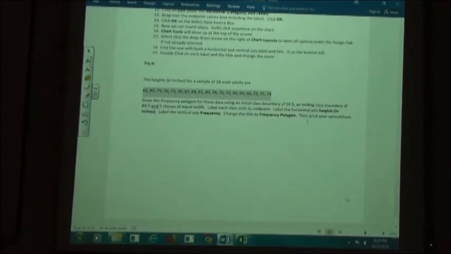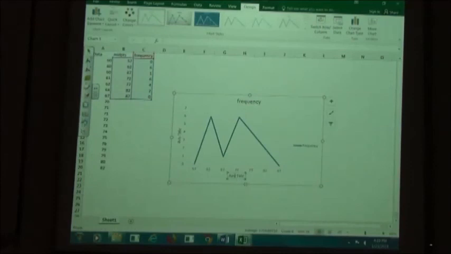And what did we say? Label the horizontal axis heights in inches, the vertical axis frequency, and change the title to frequency polygon. So we just went over here and clicked on what we wanted to change. The horizontal axis we changed to height in inches or something like that, if I remember right. The vertical axis we changed to frequency. And the title, which is up on the top, we changed to frequency polygon. I could capitalize so it looks cuter, but I'm not going to.